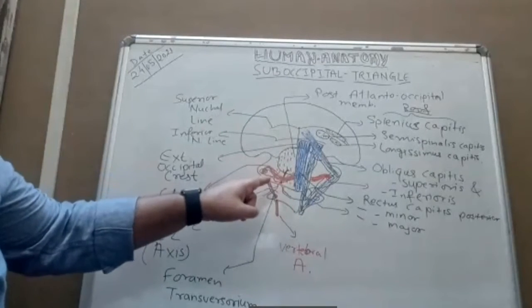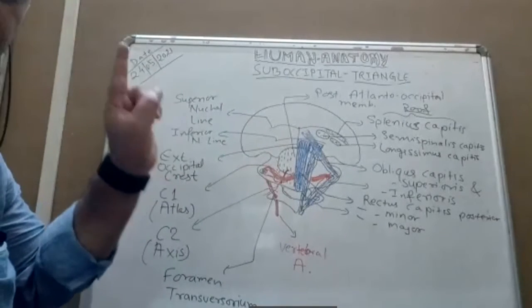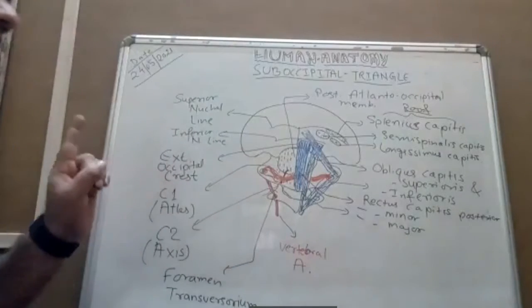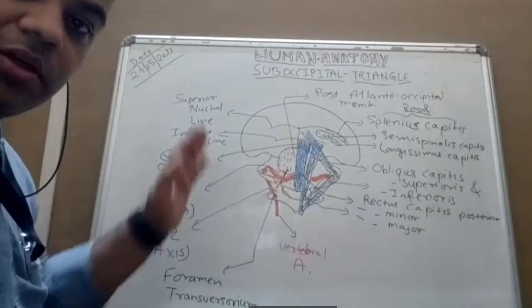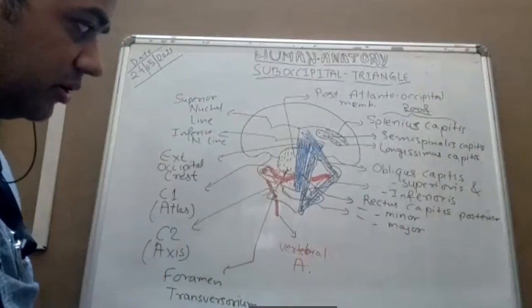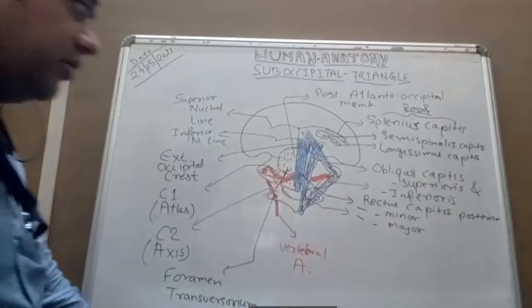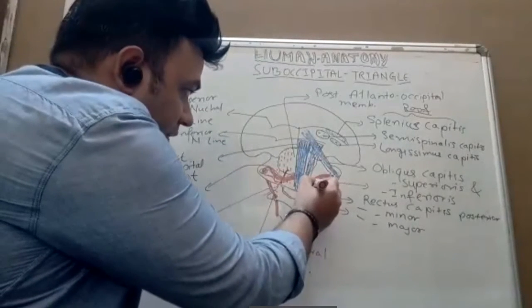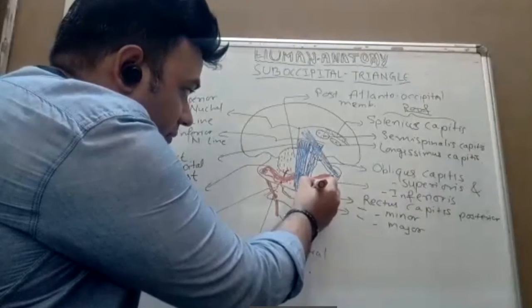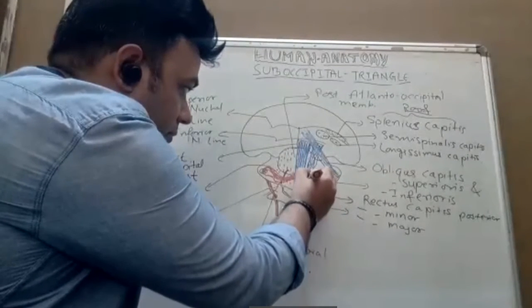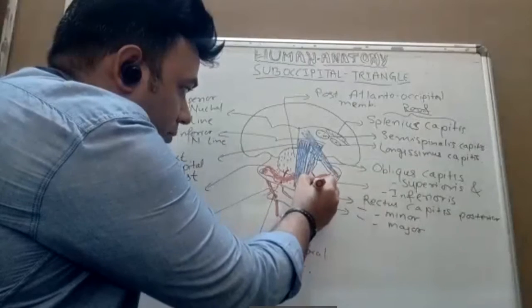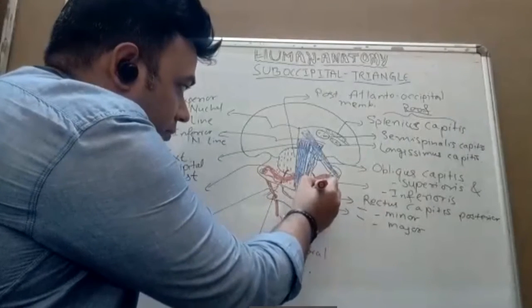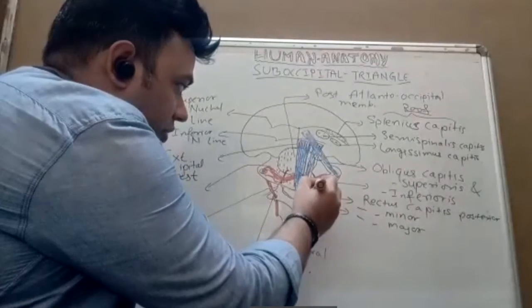and it will divide into the muscular branch. It will not give the cutaneous branch. Remember, dorsal ramus of the first cervical spinal nerve is not giving any cutaneous branch. Rest other dorsal rami of other spinal nerves will give the cutaneous branch. So here it will form the content of the triangle. So this is the dorsal ramus of first cervical.